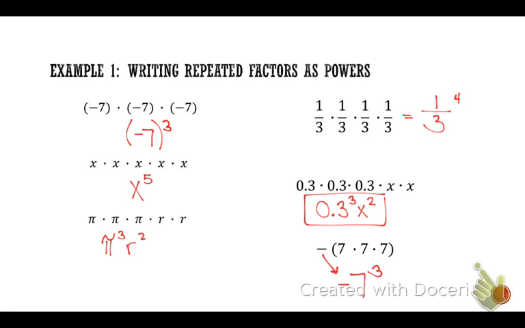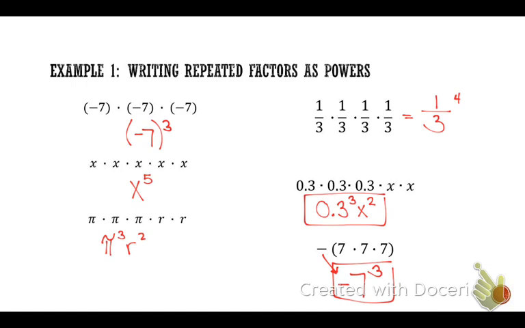Okay? You see the difference? That negative means that my answer is negative regardless, but the actual base that's being raised, I just say 7 to the third power, and then I bring down my negative. Negative 7 to the third power. All right? Are you starting to kind of catch on to the difference of when the negative is actually attached to the base and when it's not?